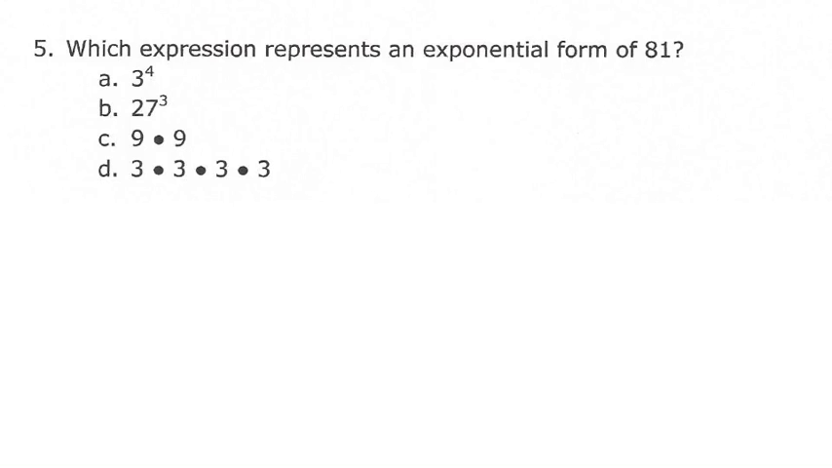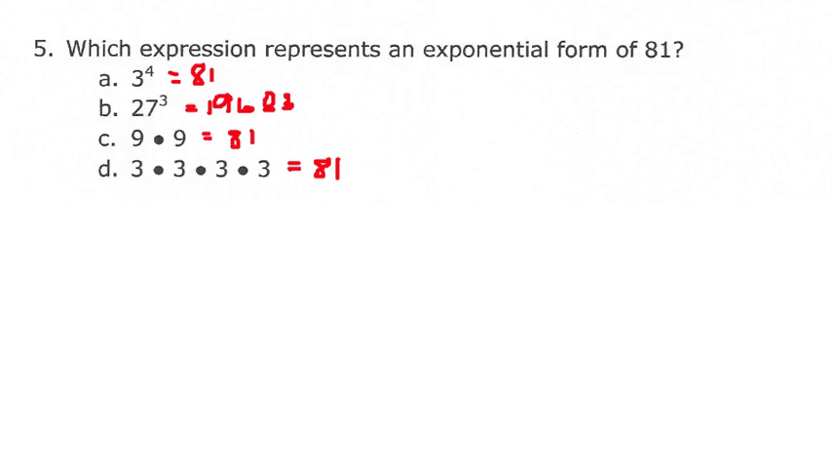Question number 5. Which expression represents an exponential form of 81? A. 3 to the fourth power. B. 27 cubed. C. 9 times 9. D. 3 times 3 times 3 times 3.